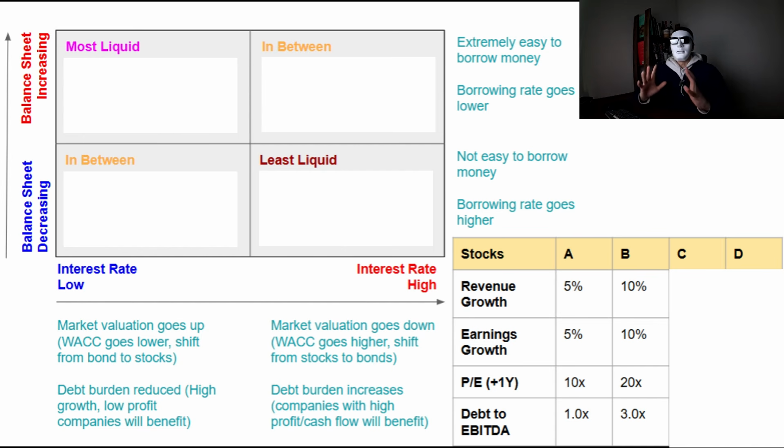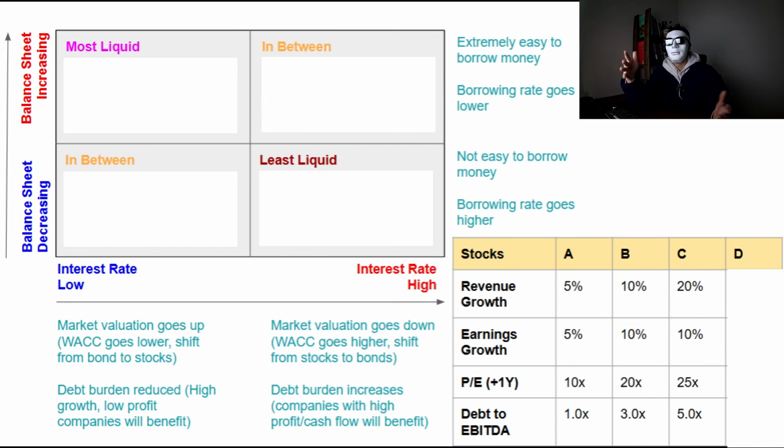Okay, for Company C, let's assume that Company C has revenue growth of 20%, earnings growth of 10%, price to earnings ratio of 25 times, and debt to EBITDA of 5 times. So basically, Company C has high growth, but is trading at a high valuation of 25 times price to earnings ratio, and its debt to EBITDA is at 5 times, which means the company has high debt. So Company C has high growth, high valuation, and high debt.